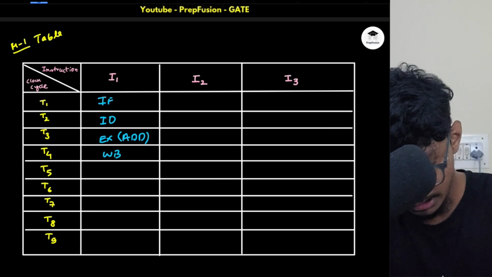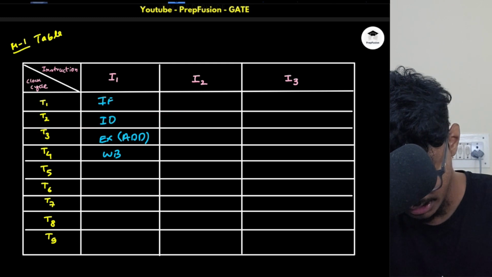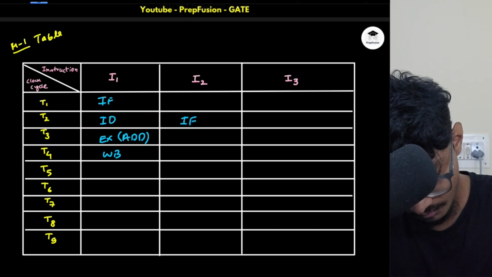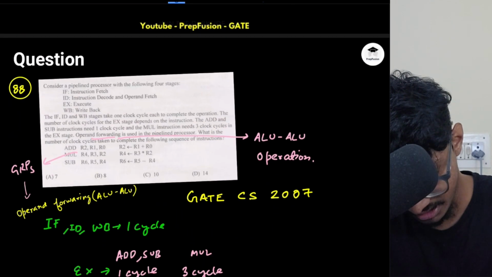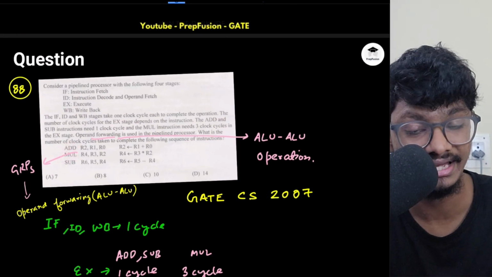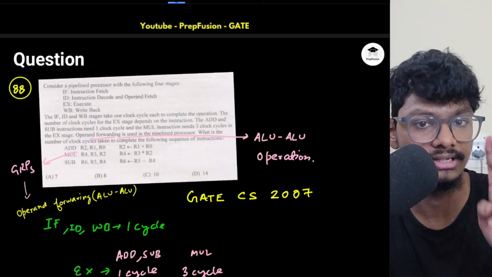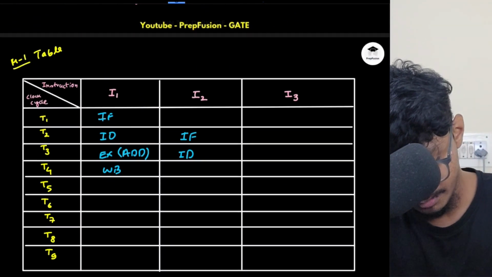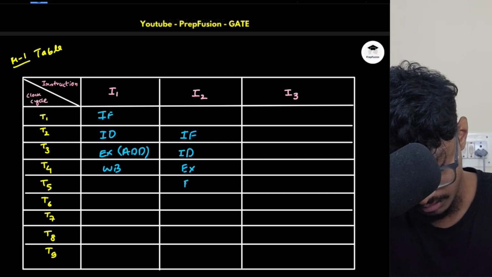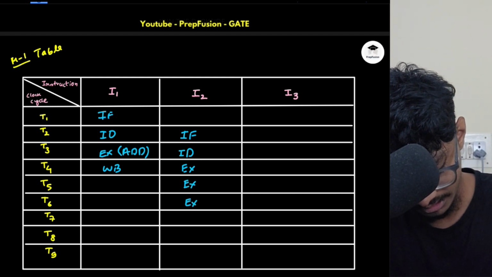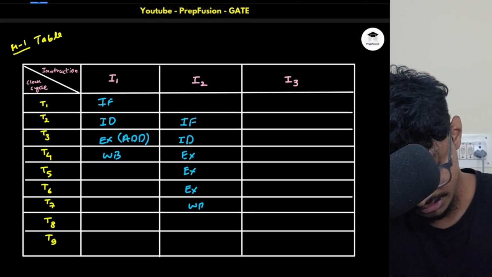Then in the second clock cycle, I will start the instruction fetch of I2. Then I will do instruction decode. As soon as I decode the instruction, I get to know that it is a multiplication type instruction. So how many execution cycles will it take me? 3 execution cycles. 1, 2, 3. After that, I will write back the result. Why 3? Because it is a multiplication type instruction.